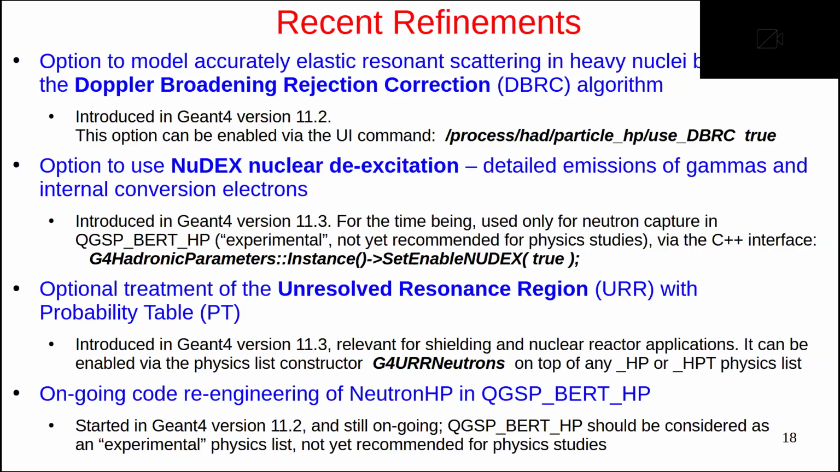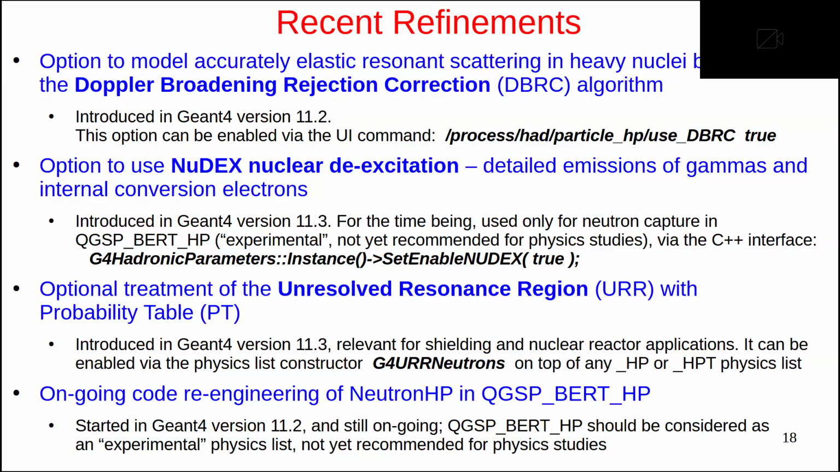Moreover, there have been quite a number of recent refinements. Here are really details for those who care about low energy neutrons. First, in 11.2, we have introduced an option. These are all options that by default are not activated. There is an option to model really accurately the elastic resonance scattering of neutrons in heavy nuclei. It's called the Doppler Broadening Rejection Correction algorithm. And this can be enabled via a UI command. You see here, ParticleHP, use DBRC true.